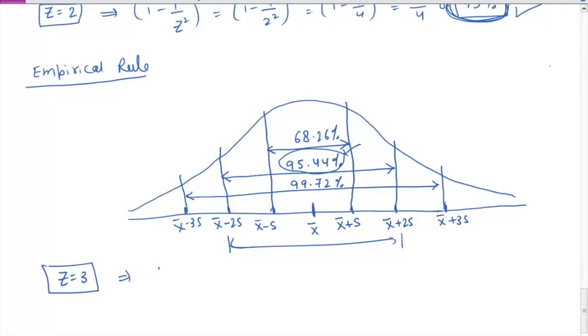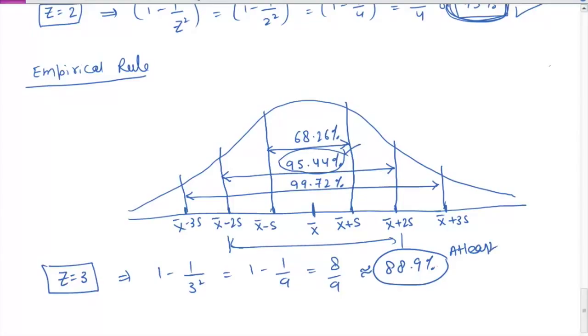If you take another example, let's say z equals 3. Using Chebyshev's theorem, you can calculate 1 minus 1 by 3 square is 1 minus 1 by 9, which is 8 by 9, and this is about 88.9%. So Chebyshev's theorem says that at least 88.9% is within plus minus 3 standard deviations. But if the pattern is symmetrical, as in the case of the empirical rule, it can go as high as 99.72%. So overall, it cannot be less than 88.9% and it cannot be more than 99.72%.